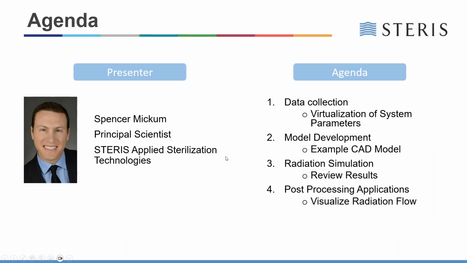Kicking things off, you can see on the left-hand side a picture of me. I'm going to be discussing the brief agenda that's shown on the right-hand side here. So first, we're going to start off with data collection, and we'll go through virtualization of system parameters, and we'll spend some time on this. Second, we'll work through some of the model development. I'll show an example CAD model, and we can discuss what we're seeing. Third, we'll talk directly about radiation simulation and review some of the results. And fourth and finally, we'll see the post-processing applications where we're visualizing the radiation flow.